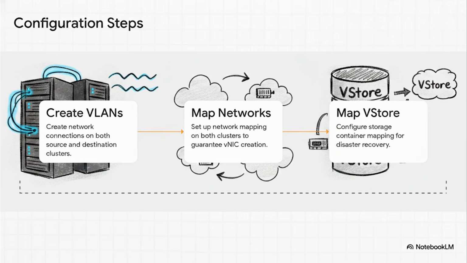You configure the network mapping on both of those clusters. You have to do this bidirectional mapping to guarantee that VNIC gets created on the failover VMs. Why both sides? Because failback is just as important as failover, right? And finally, step 3, you configure your storage container, or vStore, mapping.